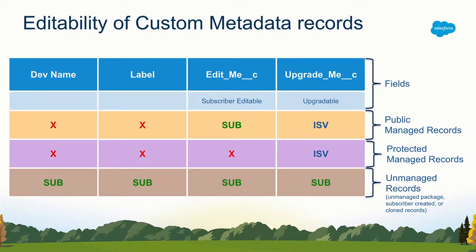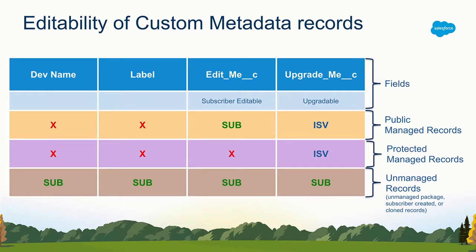And the second row, the purple, represents a protected managed record. So on that one, the subscriber can't touch that subscriber editable field because you've pushed this as protected. But you can still push the upgradable field. That subscriber editable field is essentially locked forever once you push it, if that record is protected.